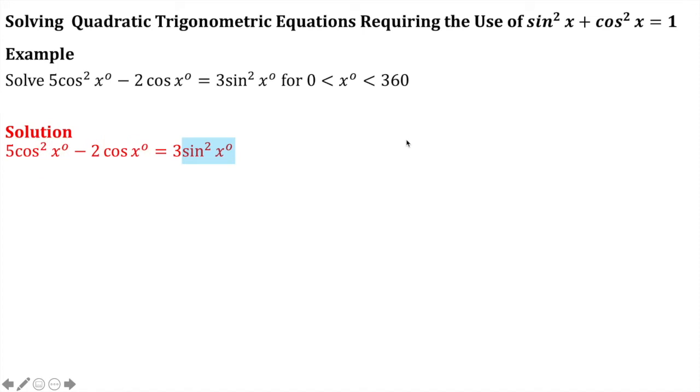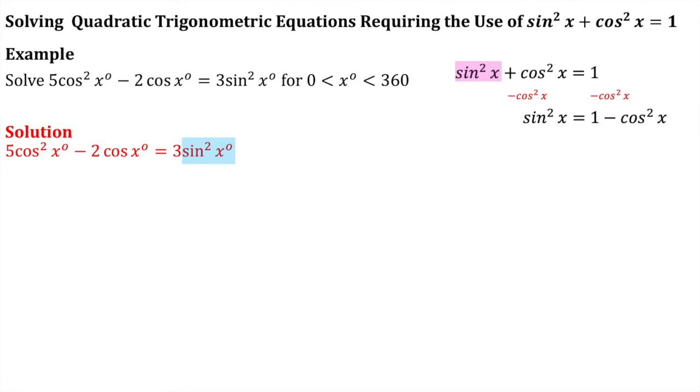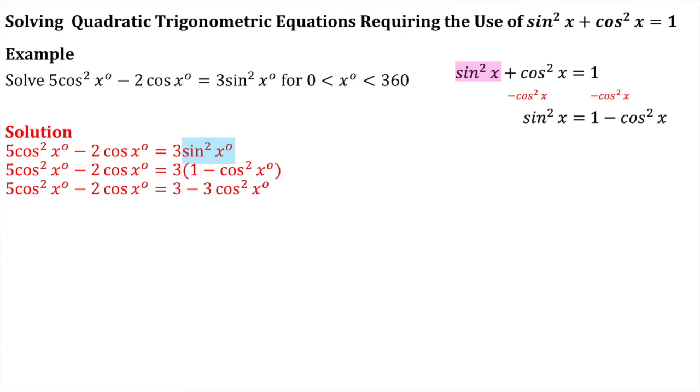So I'm going to replace that. And if you remember from the previous slide, I showed you this. So we rearranged this trigonometric identity to get sin squared x equals 1 minus cos squared x. So if I substitute that 1 minus cos squared x for my sin squared x, that might actually help me within this equation. So on the right hand side, that then gives me 3 bracket 1 minus cos squared x, which if I expand that bracket I get 3 minus 3 cos squared x.